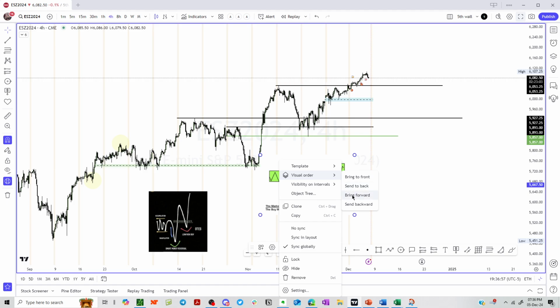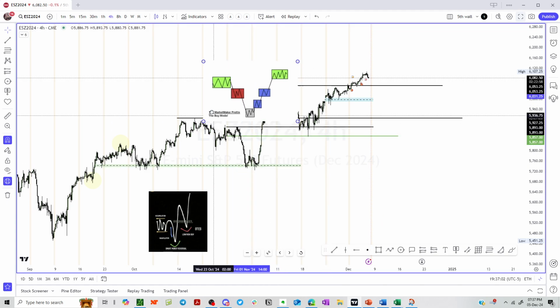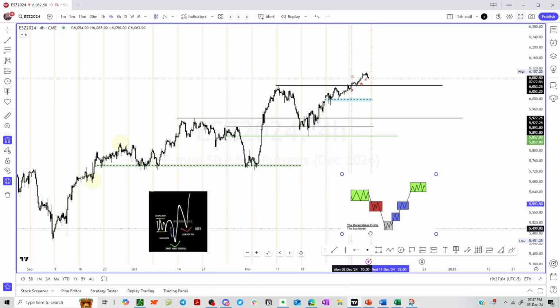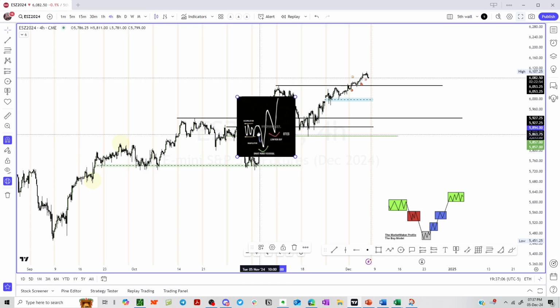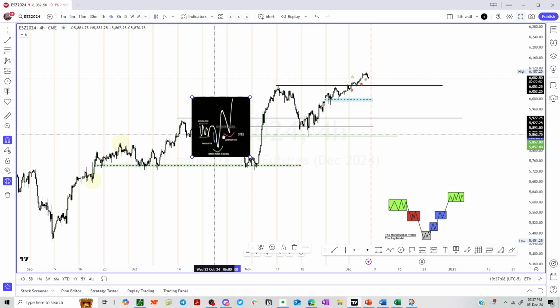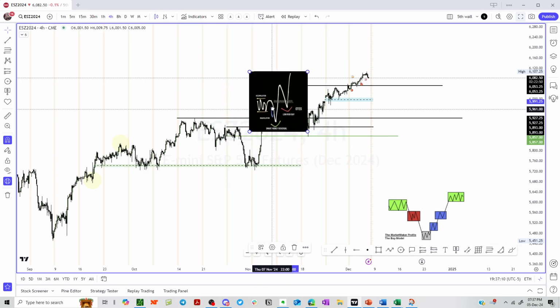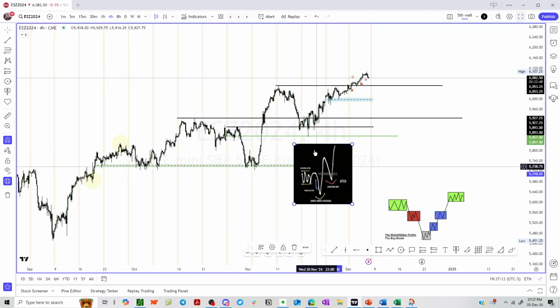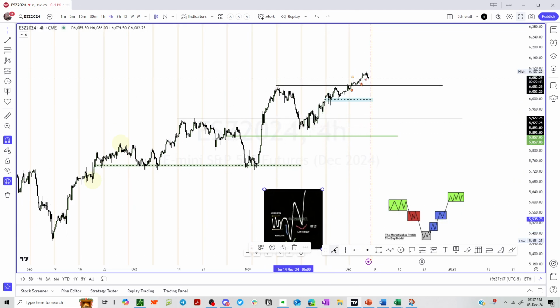Pause. Bring forward. I kind of wanted to make this like in the background, but that is it. That's this also, right? Consolidation, manipulation, distribution, low risk buy. Where's the pathway? Consolidation.